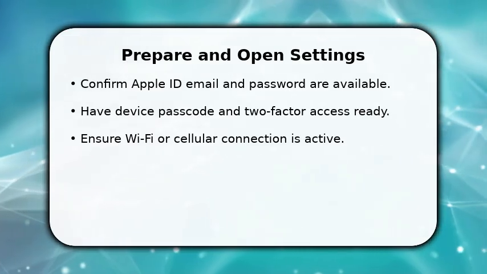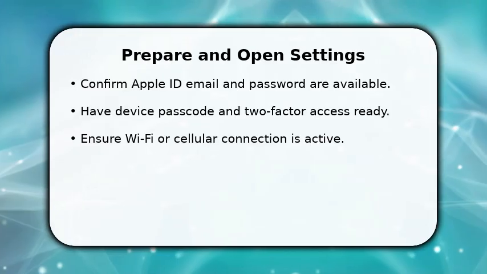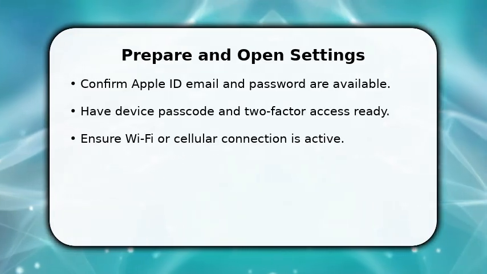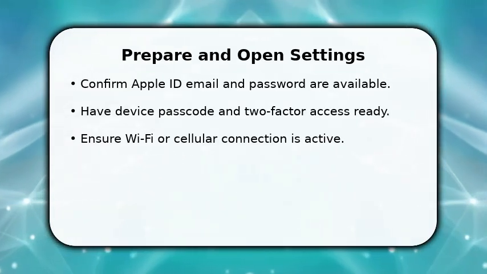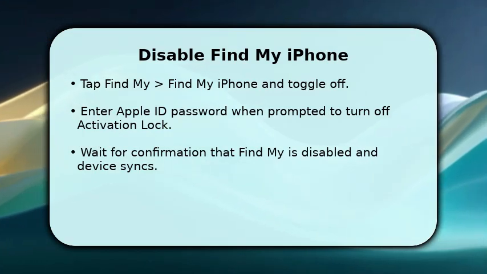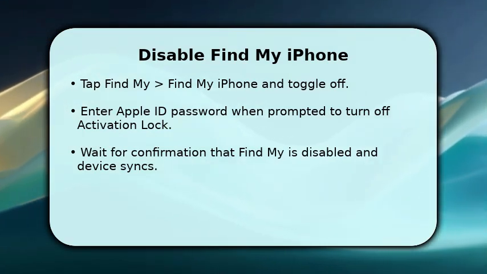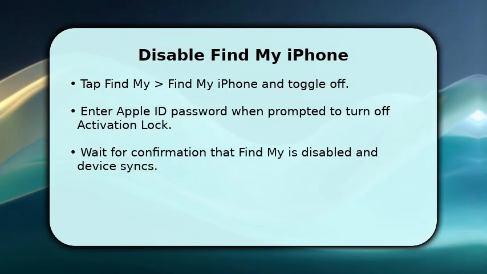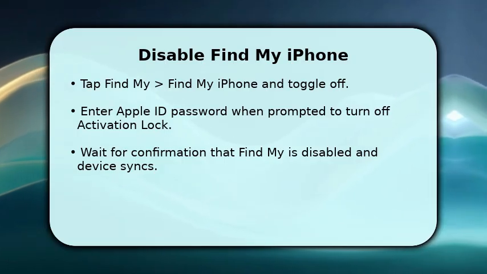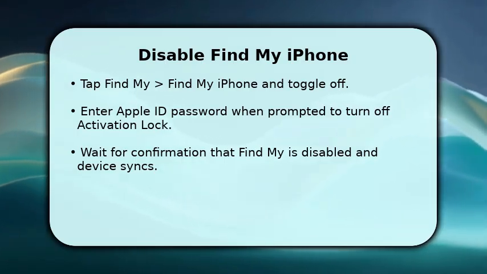Next, tap Find My to access the feature controls and prepare to disable location and activation lock. You now tap Find My, then Find My iPhone, and toggle it off. This is the key action that removes activation lock. When asked, enter your Apple ID password to confirm. This disconnects the device from your account.